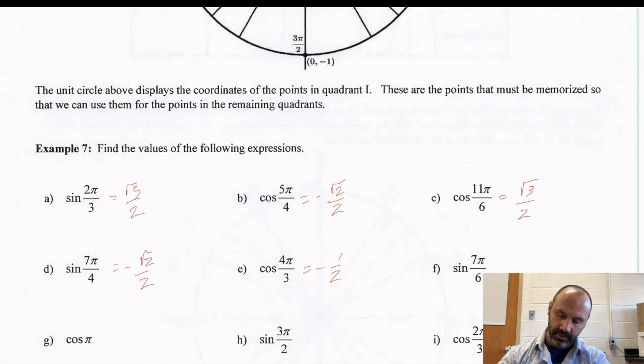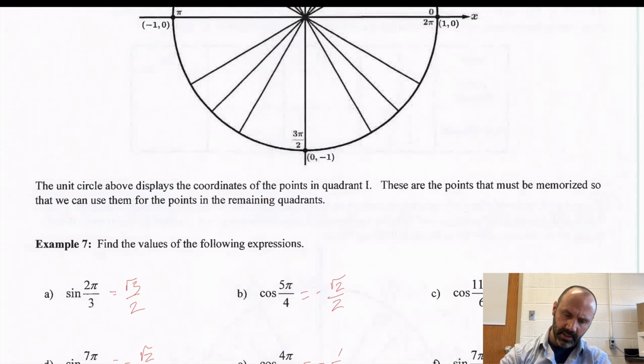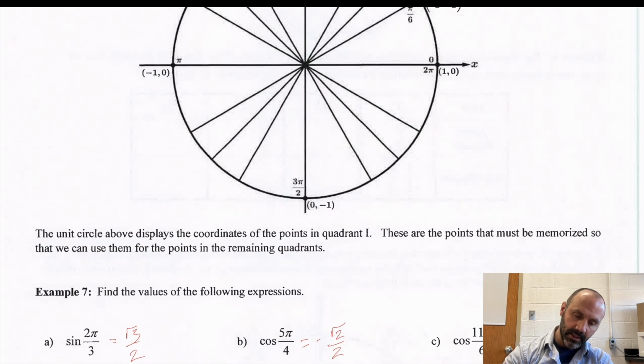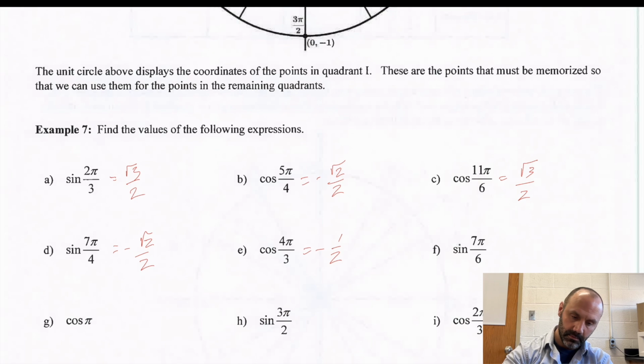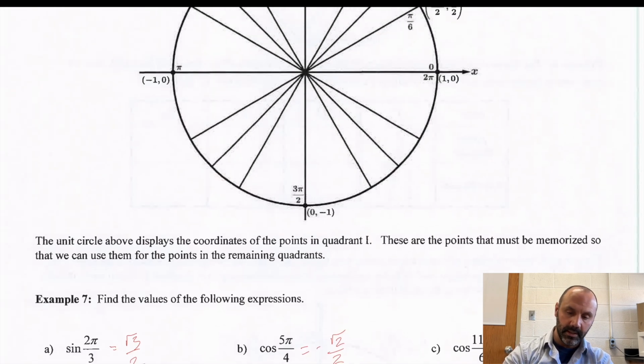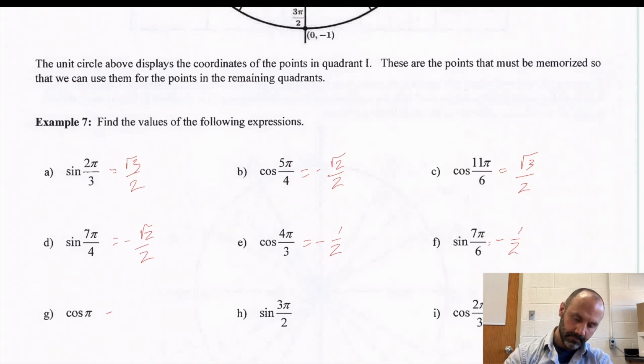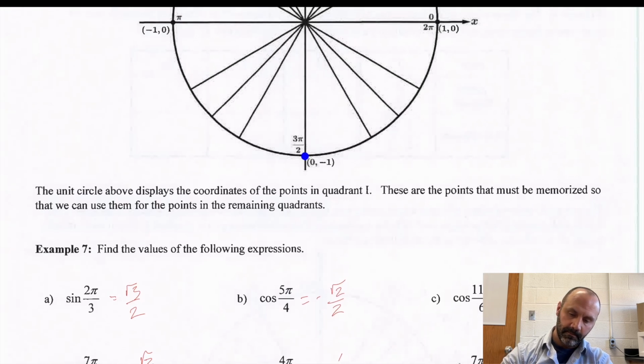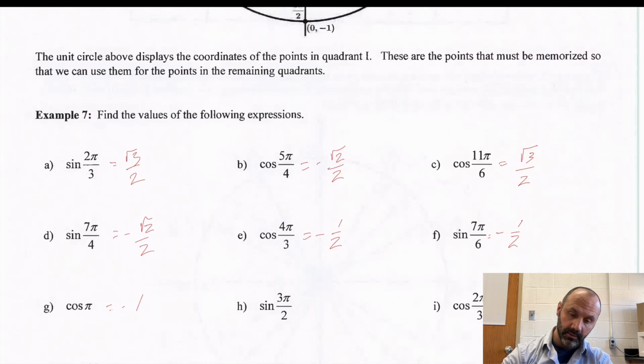Okay, and then sine of 7 pi over 6, that's 1/6 past pi. So I'm in that same quadrant, quadrant 3, and it's asking for the sine, so sine of this angle is negative 1/2 also. Cosine of pi. Well, pi is here, and I can see the x coordinate right there, so it's -1. Sine of 3 pi over 2. 3 pi over 2 is here, and sine is the y coordinate, which is -1.